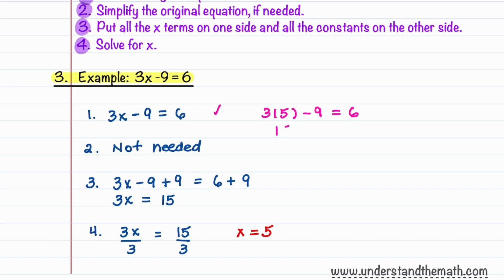On the left-hand side, we have 15 minus 9. The right-hand side, we have 6. 15 minus 9 is 6. So our left-hand side agrees with our right-hand side.